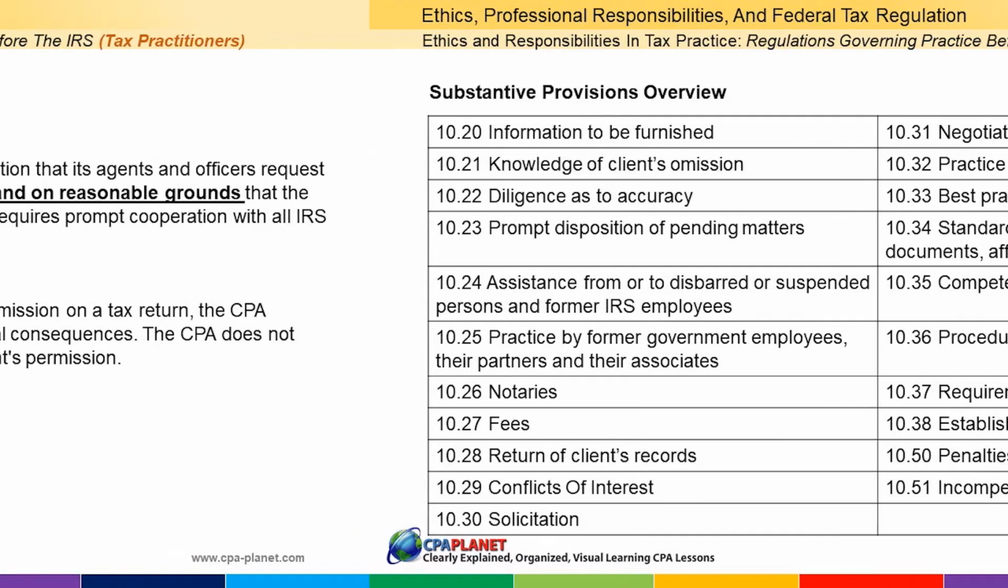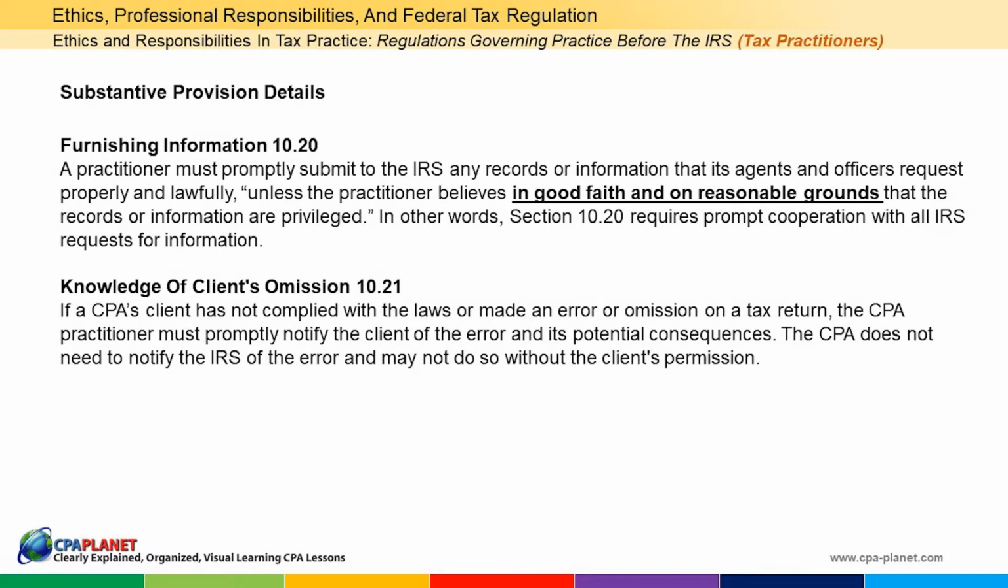Okay, let's go through the details. Starting with furnishing information. Practitioner must promptly submit to the IRS any records or information that the agents or officers request, properly and lawfully, unless the practitioner believes in good faith and on reasonable grounds that the records or information are privileged. So basically, Section 1020 requires prompt cooperation with the IRS. That's pretty straightforward.